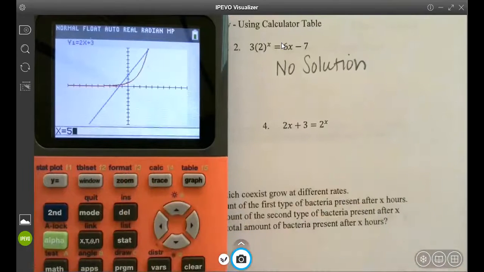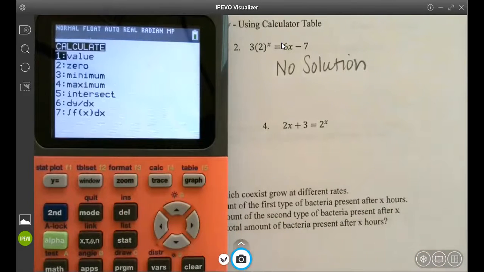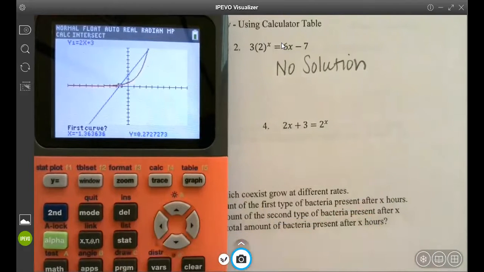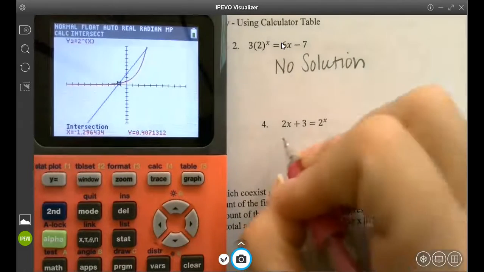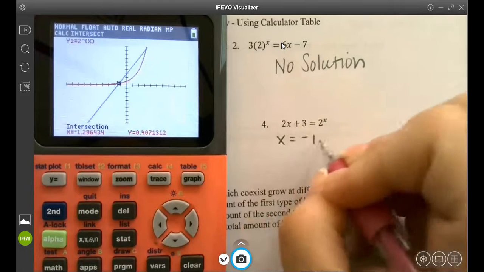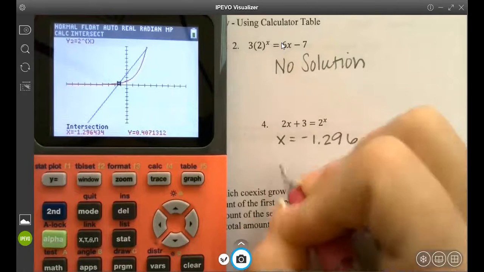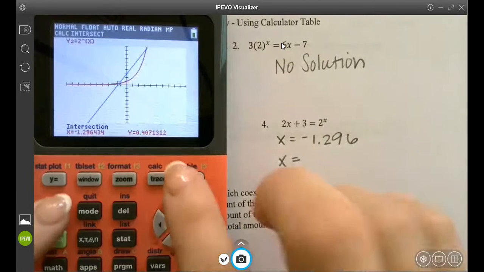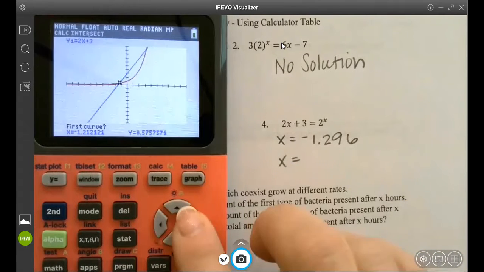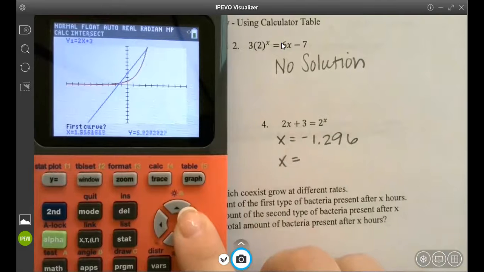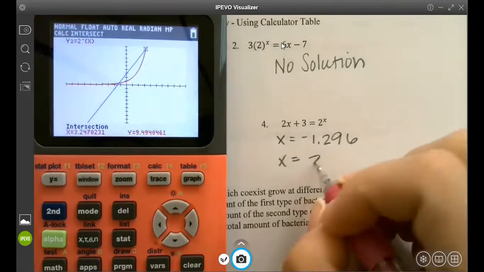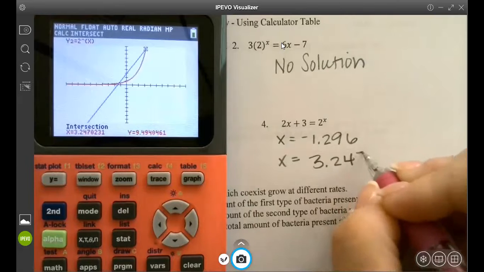So second trace intersect. Enter, enter, enter. For this one, we get negative 1.296. If you just wanted to put negative 1.29 or negative 1.3, that's fine. We do second trace intersect and move it up to the top where it intersects. And we get 3.247.